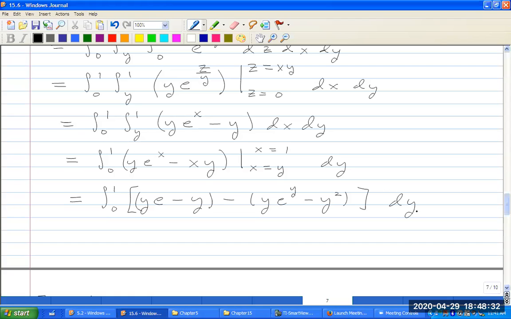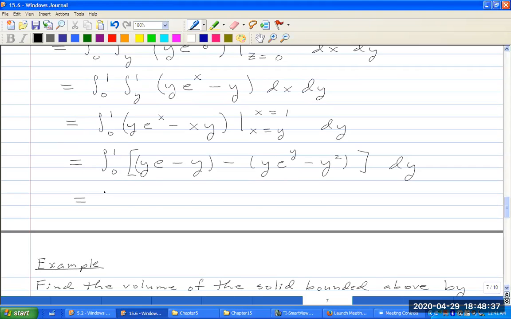Dy. Okay, so this is equal to, not much I can really simplify there. Maybe I'll just write this as y e minus 1, so that's a constant, minus y e to the y plus y squared dy. Let me get some more room here.